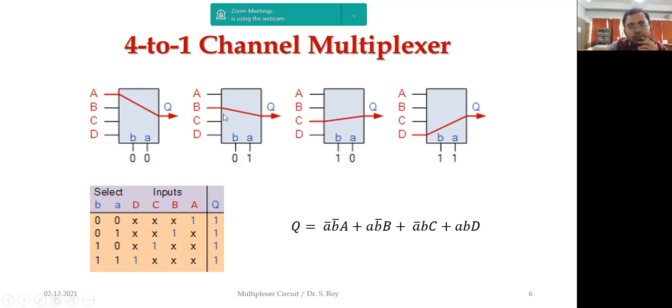Go for the next one. Whenever this configuration is 1 0, that means small b is equal to 1 and small a is equal to 0, the third input, that is C, is connected with the output and the others are disconnected. So whatever the condition is, either 0 or 1, that will be reflected in Q. Q means output. The last one: whenever both select lines are 1 1, the fourth input, that is capital D, is now connected to the output.